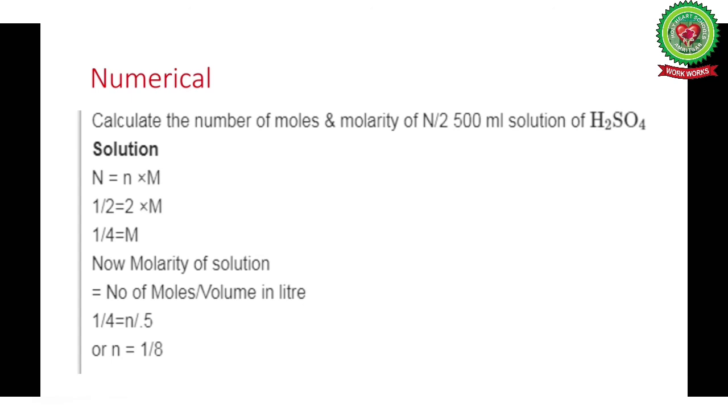Now we are going to use the formula of molarity, that is number of moles divided by volume in liter. The volume is given as 500 ml. If you convert it into liter, it will be 0.5 liter. So molarity is equal to 1 by 4, equal to n upon 0.5. So the number of moles will be 1 by 8.